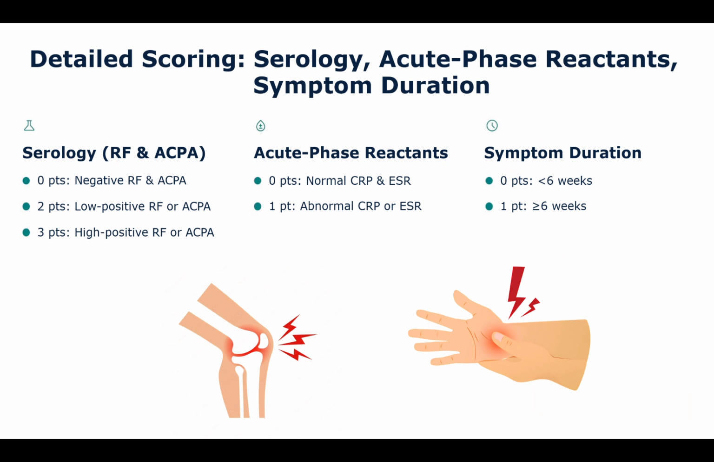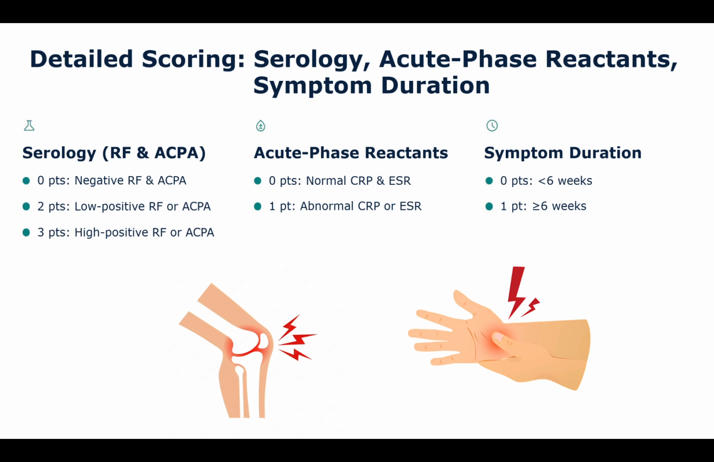Now let's move on to the other three areas: serology, acute phase reactants, and symptom duration. For serology, which covers rheumatoid factor and anti-citrullinated protein antibodies, if both are negative, it's 0 points. If either rheumatoid factor or ACPA is low positive, you get 2 points. And if either is high positive, that's 3 points. These antibodies are really key clues in rheumatoid arthritis. Acute phase reactants like C-reactive protein and erythrocyte sedimentation rate are basically indicators of inflammation. Normal levels mean 0 points, but if your CRP or ESR is abnormal, that adds 1 point to the score.